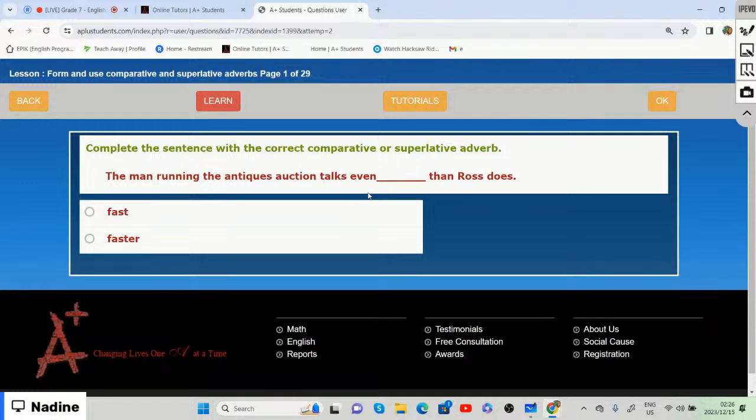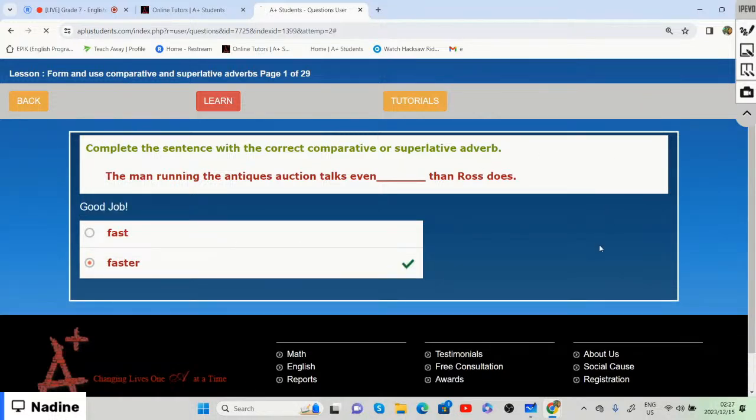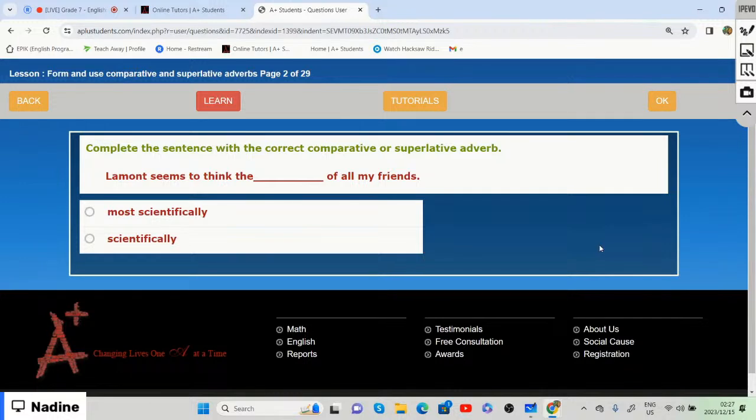All right, so if we are comparing, then we can say he even talks faster. Because remember, fast is our base word, but if you're comparing it to one thing, person, or so on, then we say faster, adding the ER. So faster is correct. Well done.